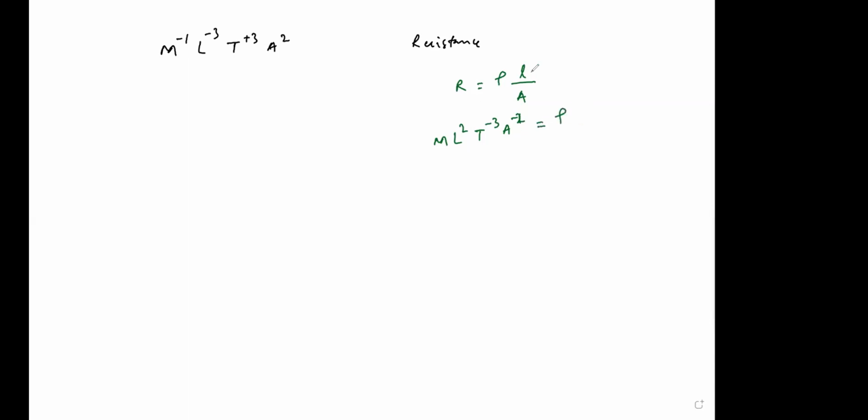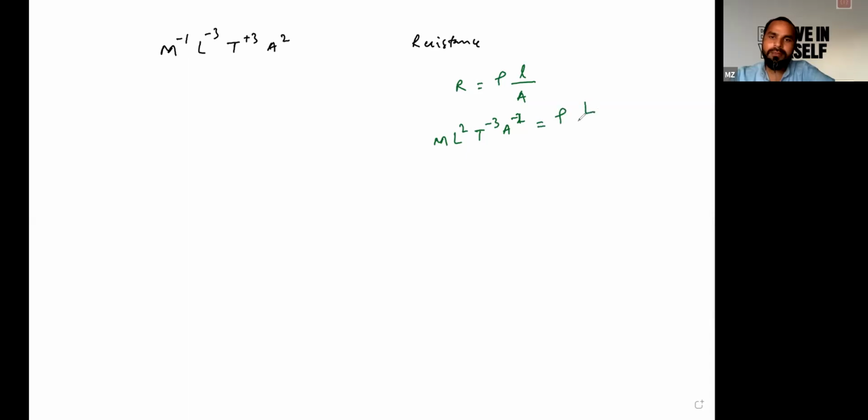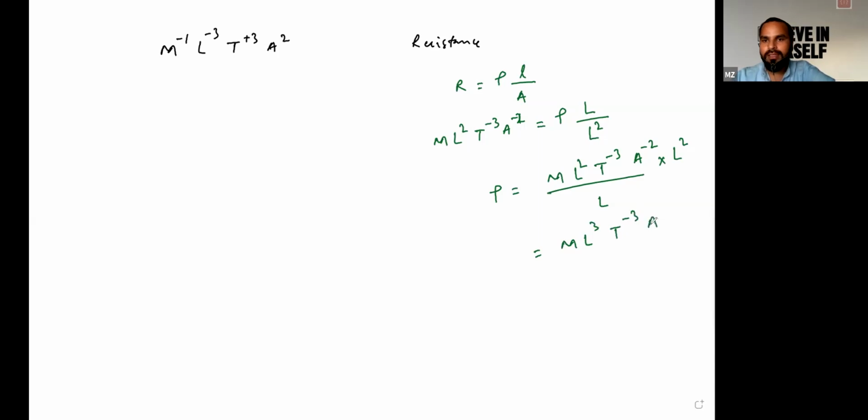Now rho, we have to calculate. L is capital L, and A would be L square. So rho is equal to M L square T to the power -3 A to the power -2, divided by L and multiplied by L square. In total, it becomes M L to the power 3, T to the power -3, and A to the power -2. This would be your dimension for resistivity.